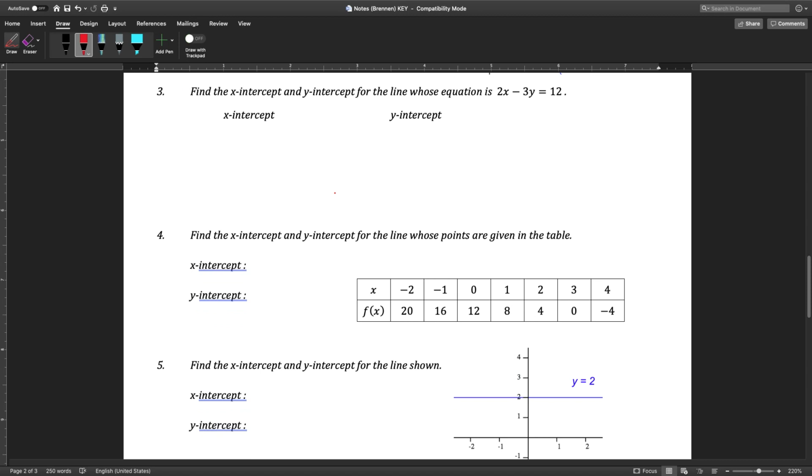And number 3 says find the x and y intercept of a line whose equation is 2x minus 3y is equal to 12. The way that I teach this is we're going to write the equation twice, once underneath the x-intercept, once underneath the y-intercept. So 2x minus 3y is equal to 12, and 2x minus 3y is equal to 12. So if we're trying to find the x-intercept, that means my y value is 0. So we mark out my y value, and I'm left with 2x is equal to 12.